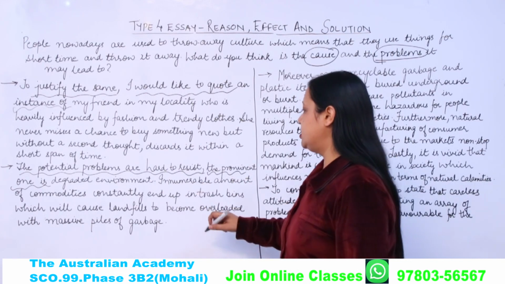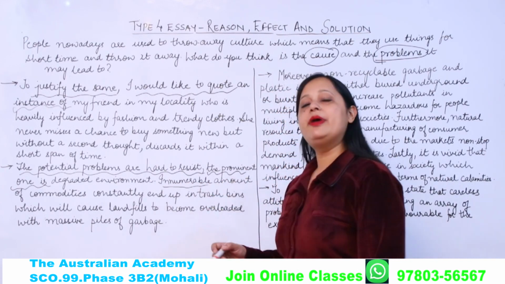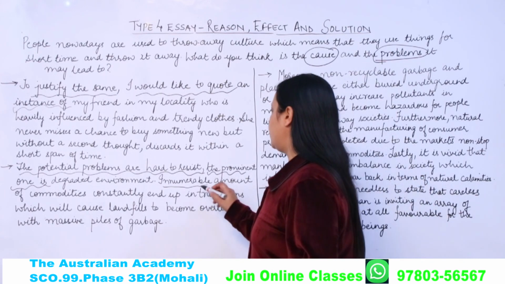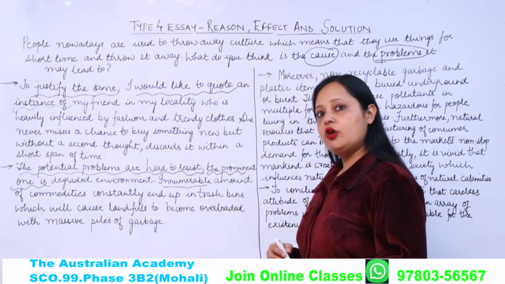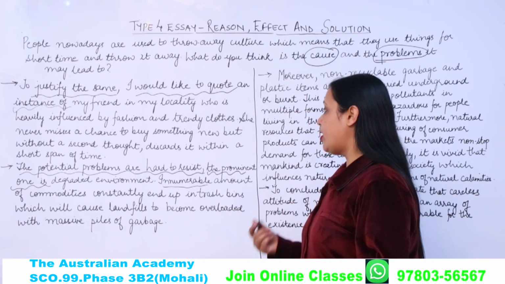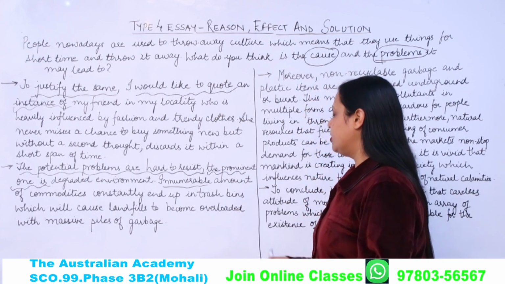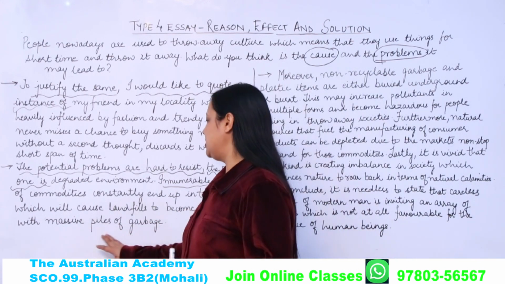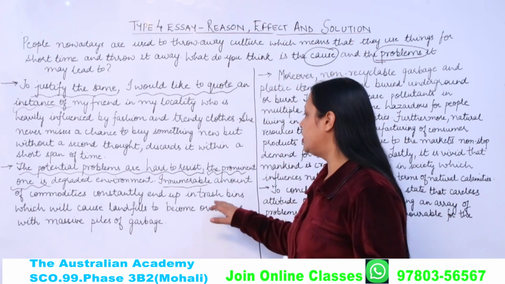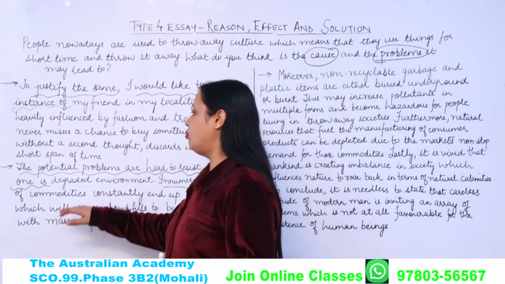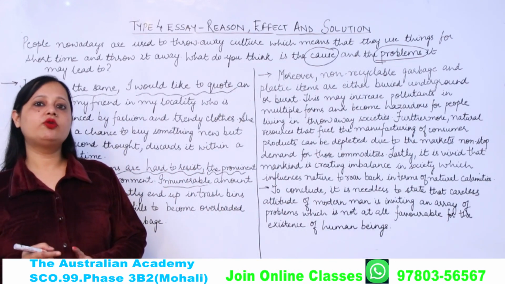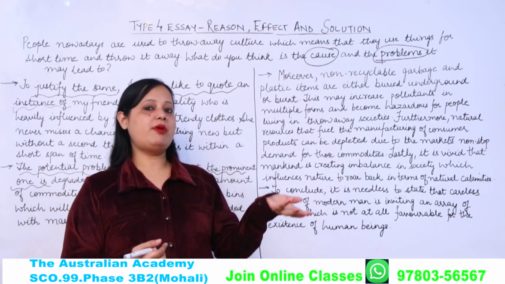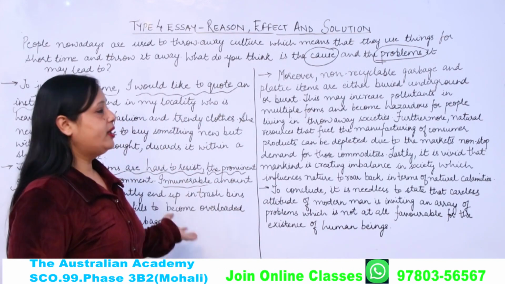Innumerable amount of commodities. Innumerable means countless, many or a lot of. So instead of writing a lot of or many, you can write innumerable amount of commodities constantly end up in trash bins, which will cause landfills to become overloaded with massive piles of garbage. Here I have used massive piles, landfills, overloaded, trash bins, constantly, commodities. In that way I have used a few relevant vocabulary words and advanced vocabulary words that will increase your band score. This is how we can talk about the problem.